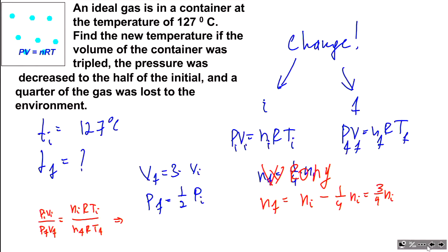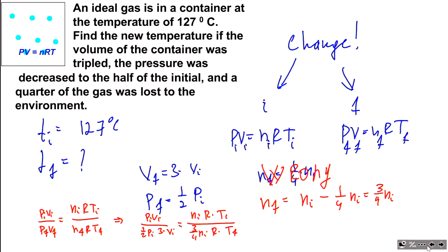Hence, P initial, V initial over. Now we can replace each final value with the correspondent expression in terms of the initial value. Pressure final equals 1/2 of the initial. Final volume equals 3 times the initial. Equals. Okay, let's keep the constant for the moment. Final amount in moles equals 3/4 of initial, same constant. And final temperature is what we're looking for.